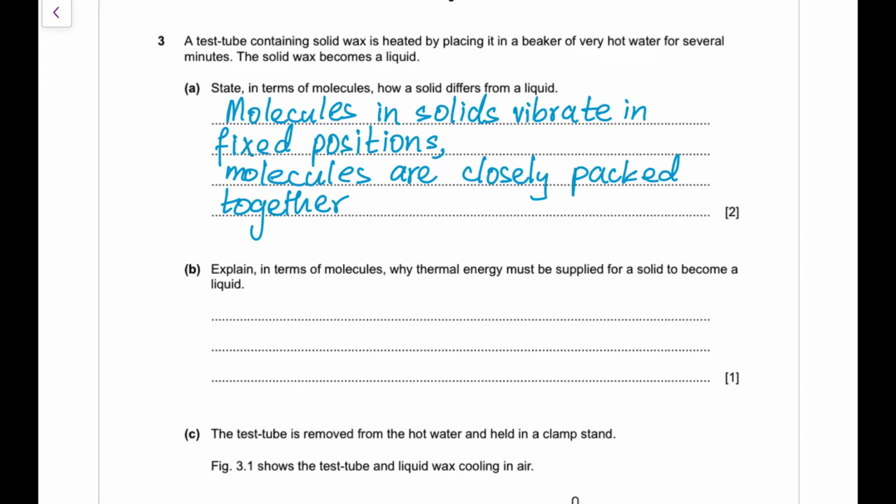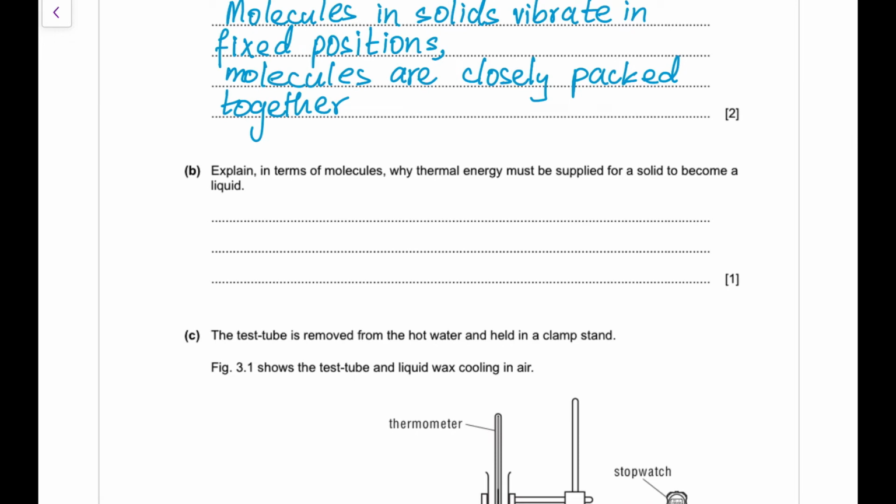B. Explain in terms of molecules why thermal energy must be supplied for a solid to become a liquid. Now, for a solid to become a liquid, it has to melt. So during this process of melting, the kinetic energy of molecules remains the same, and temperature remains the same as a result of this. However, the potential energy of molecules increases so that attractive forces between molecules in the solid can be overcome. Thermal energy will be used to increase the potential energy of molecules, while their kinetic energy remains the same during this change of state while they melt.